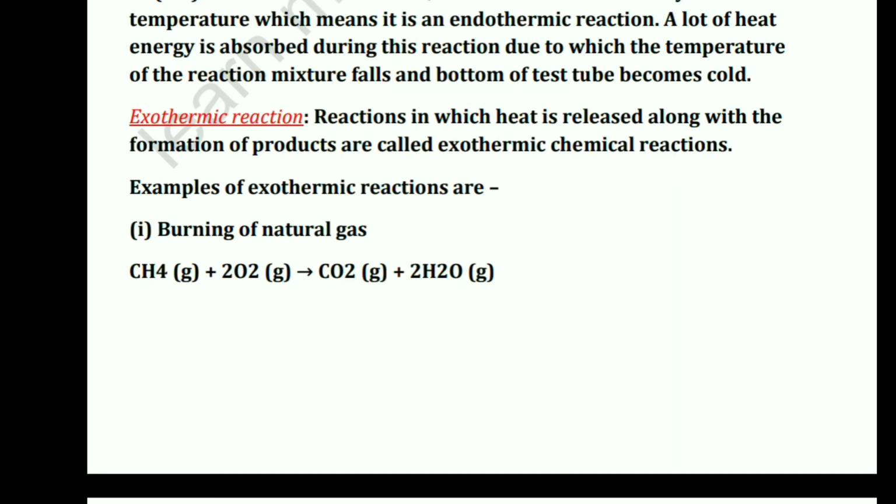Exothermic reaction. The reactions in which heat energy is evolved along with the formation of products are known as exothermic chemical reactions. It means heat will be given out. The end result will be that the reaction mixture will become hot. There will be a rise in the temperature. So what are the examples? Burning of natural gas, CH4. CH4 is methane, and it is reacting with oxygen. Again, it is burning, so it will react with oxygen to form carbon dioxide and water.